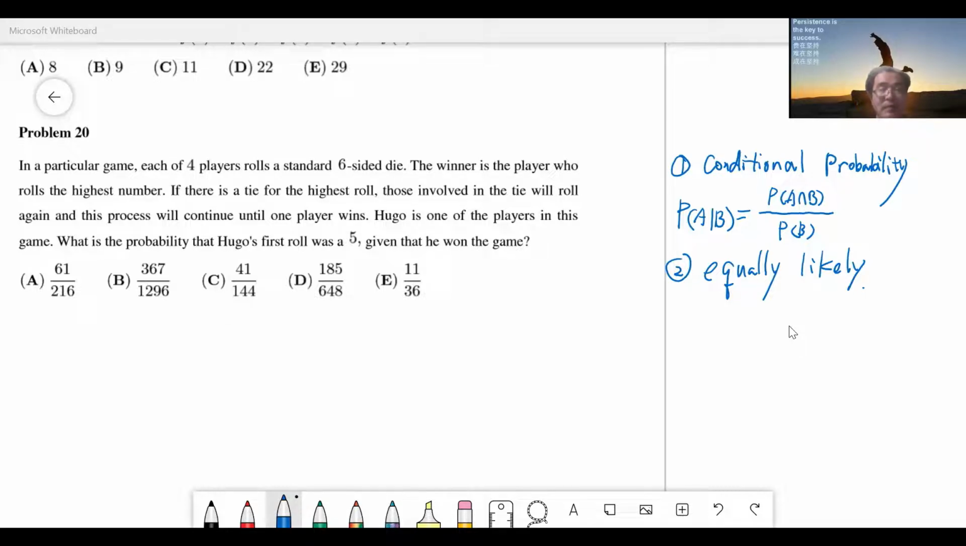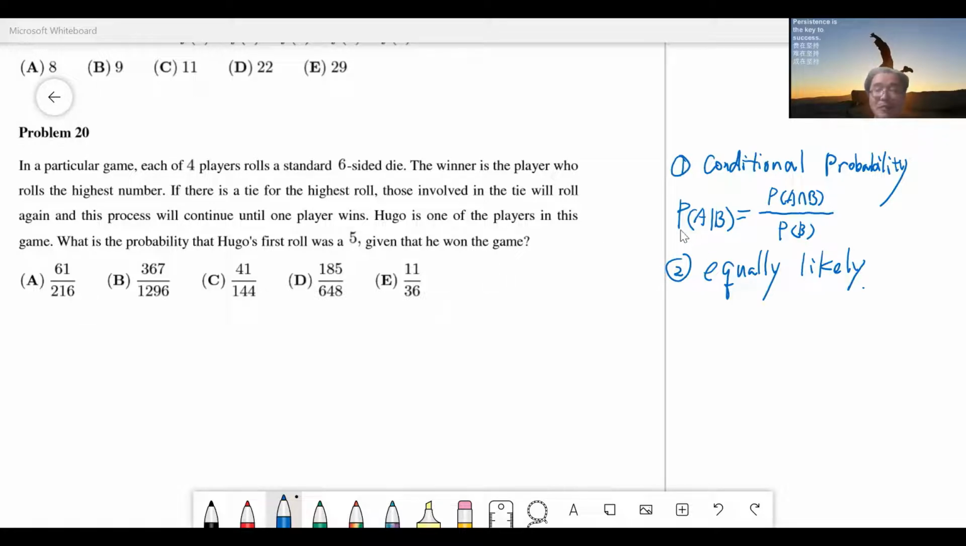To solve this question, students need to know 2 key concepts. The first one is called conditional probability. The second one is equally likely. So the question is, what is the probability that Hugo's first roll was a 5, given that he won the game? You need to find the probability under the given, that he won the game, and then he has a 5. This is called conditional probability.